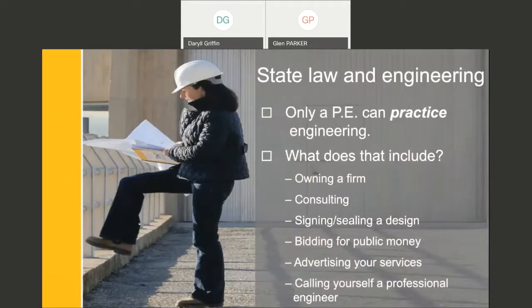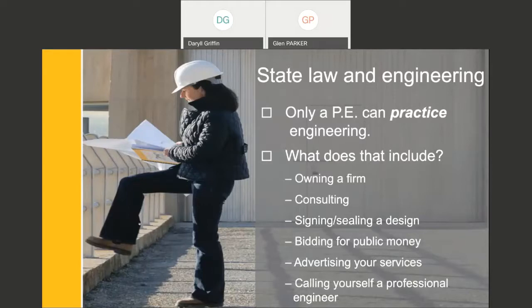Okay, so a lot of people say, what does a PE license get me? Well, in most states, you can't own a business with engineering in the title unless you have a PE on staff. So if you're wanting to be a consultant, if you want to have engineering in your business title, you can only do that if either you are a PE or you have one on staff. If you want to consult as an engineer, most states will require it. If you want to sign or seal a design saying that it's up to the standards of the engineering discipline, you'll need to be a PE.